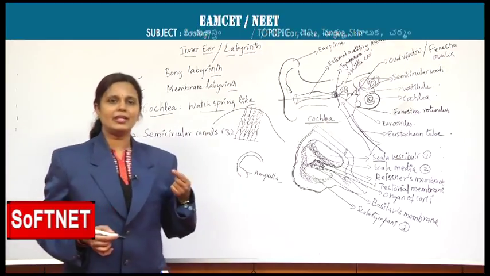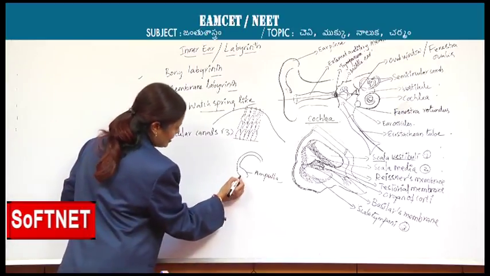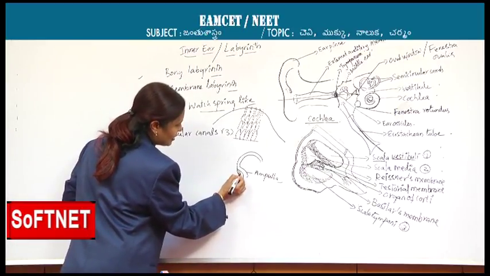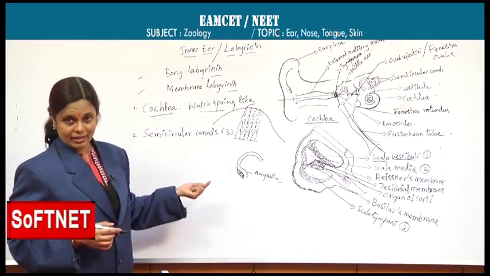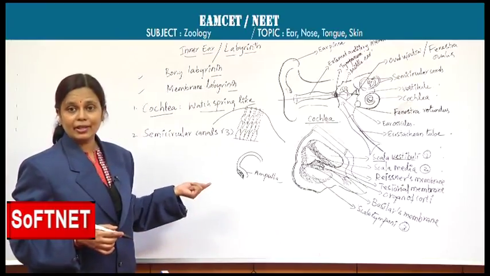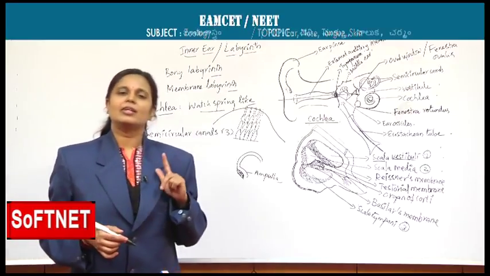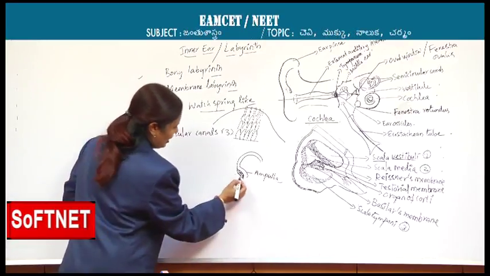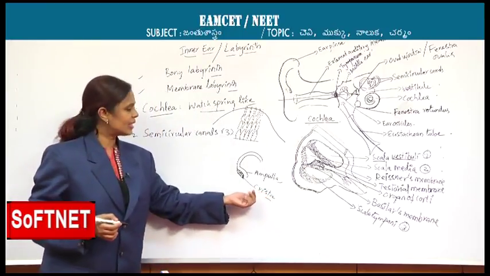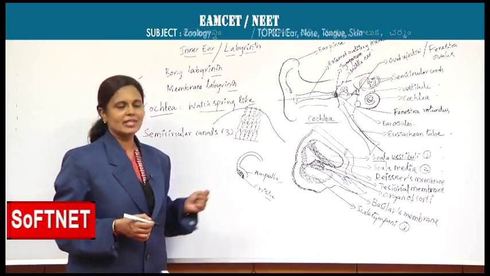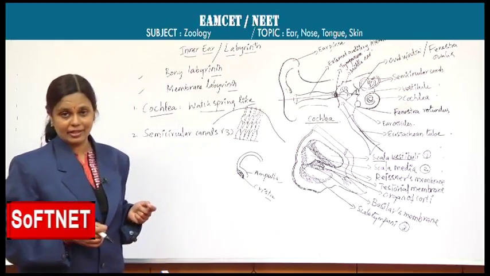Now, inside each ampulla, there is also a sensory ridge called crista. So, when there are three semicircular canals, how many ampullae are there? That means there are three ampullae. Inside each ampulla, there is one sensory ridge called crista. Crista singular, cristae plural. You also call it cristae ampullaris because they are present inside the ampullae.